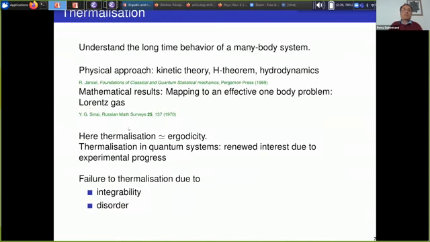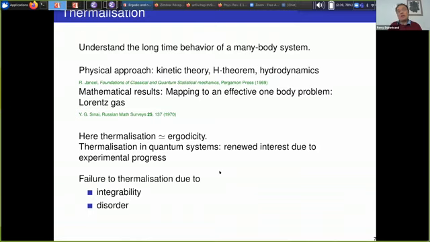Oops, sorry. So thermalization can be defined, but it would require quite a long definition. For me, and for today, it will be enough to assume that thermalization coincides with ergodicity of the trajectories. Another motivation, which unfortunately I will not be able to touch on today, is that thermalization in quantum systems has had a renewed interest recently due to quite impressive experimental progress, for example, when dealing with gases of cold atoms.